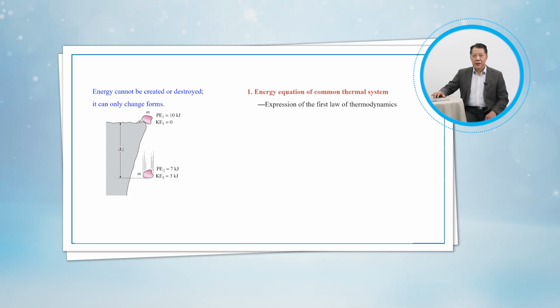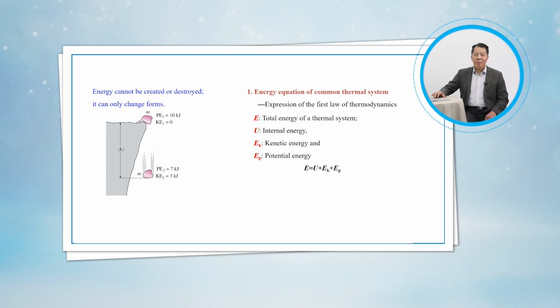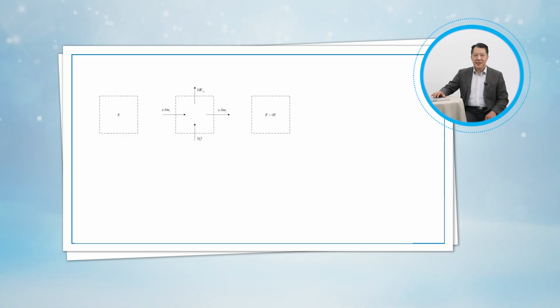The following topic is about the expression of the first law of thermodynamics. We use these symbols for different energies. Keep in mind that the total energy is the summation of internal, kinetic, and potential energies. For a general system, the system changes during a time period, including interaction of mass, thermal energy, and work with the surroundings.